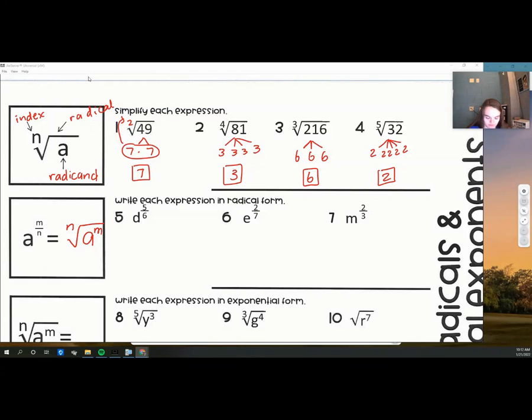So in example 5, we're going to go ahead and put a root, and we're going to put a d inside. We always put the bottom number outside, the top number inside, and that's the answer that I'm looking for. So number 6, put a root, put e, the bottom number outside, the top number inside. Number 7, m and a root, bottom number outside, top number inside. Okay, we're going back to your notebook page, and you're going to try some more of these on your own.